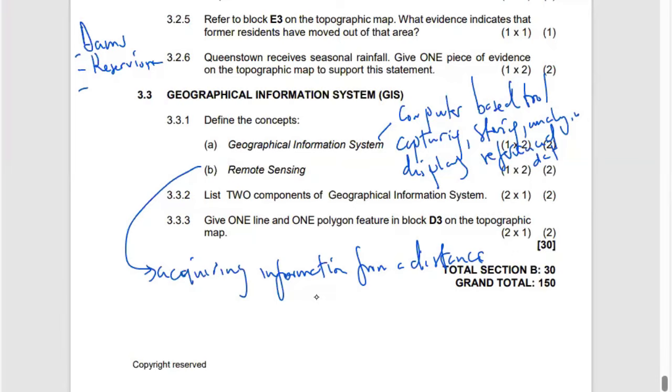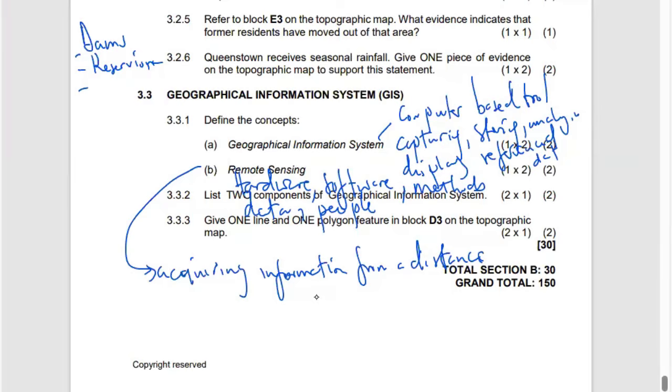List two components of GIS. GIS is made up of components like the hardware. We have components like software. We have the component of the methods that are used. We have the data, it's another component. And also we have personnel, or the people. Those are the components. Then lastly, give one line feature and one polygon feature in block D3.